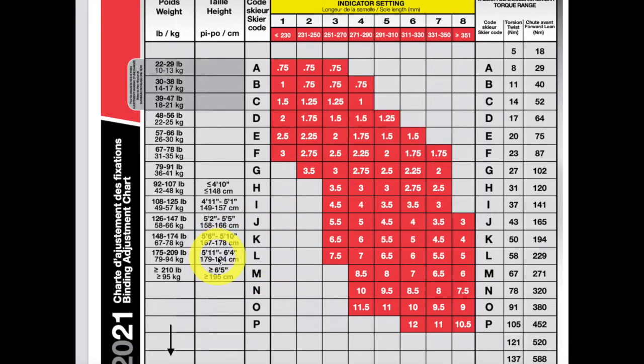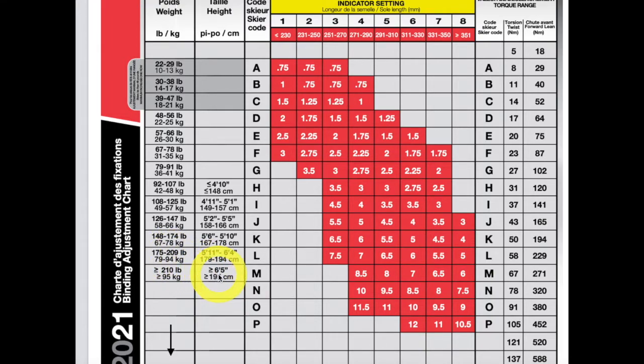I'm around about 5'11" and a bit, 182 centimeters. I'm also probably about 180 kilos, so I sit into this category. I'm an L. But what would happen if we had somebody that was 6'5" but was 175?